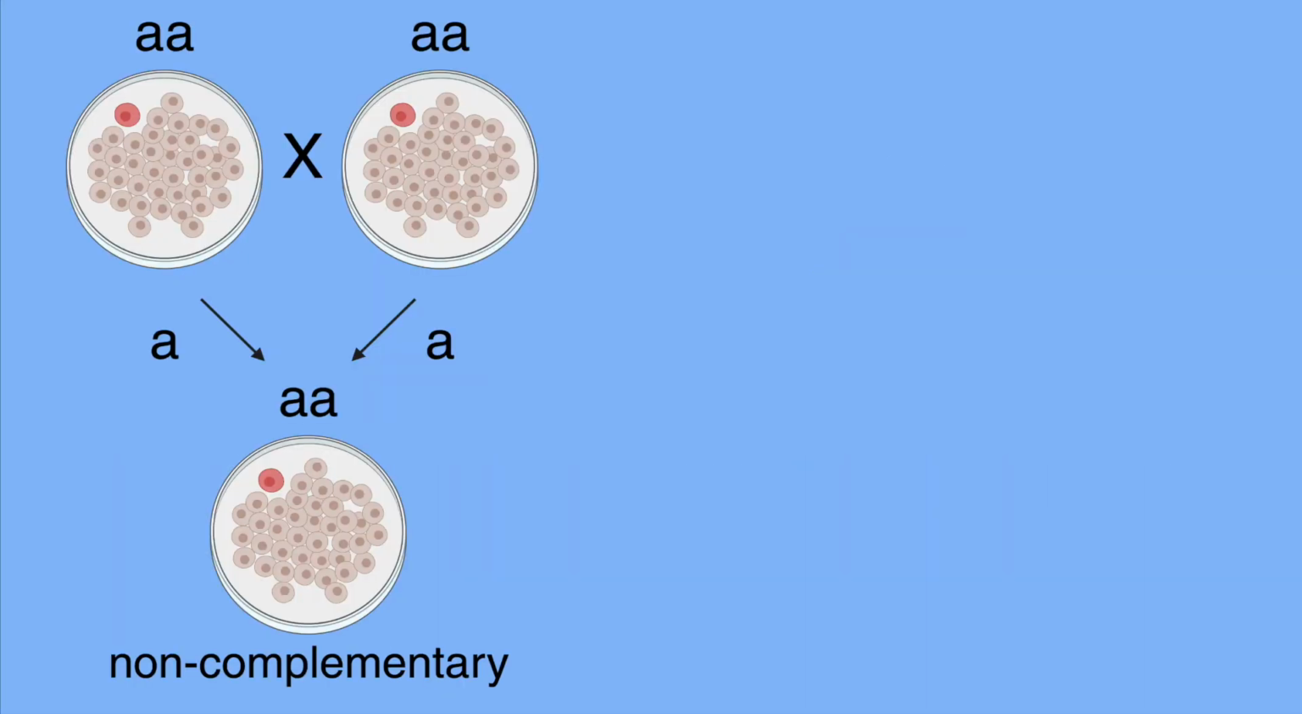Let's take a closer look at the genetic basis of this test to better understand what the progeny's phenotype can tell us. If we cross two individuals who are homozygous recessive for their mutation, then they will each donate one recessive allele to the F1 progeny. If these two recessive alleles are of the same gene, then the progeny will have the same mutant phenotype, and we refer to these genes as non-complementary, or genes which fail to complement.